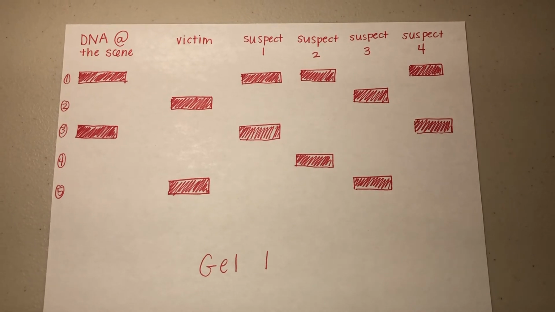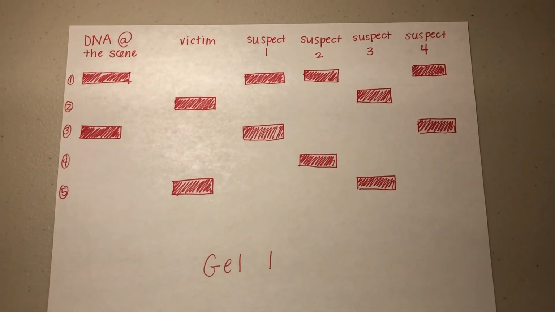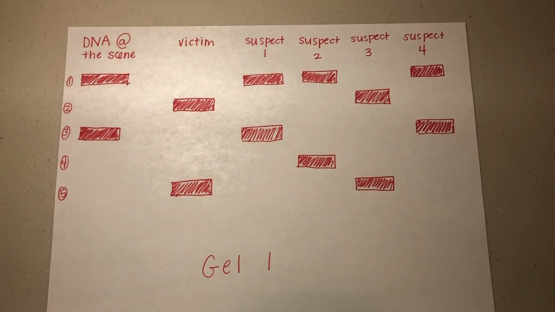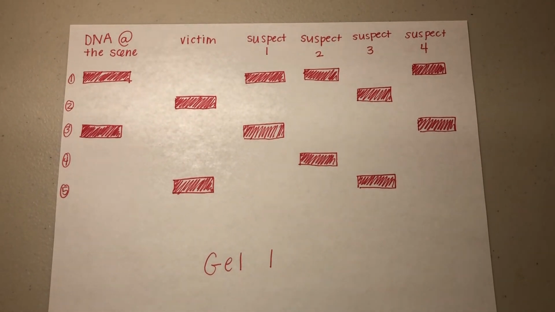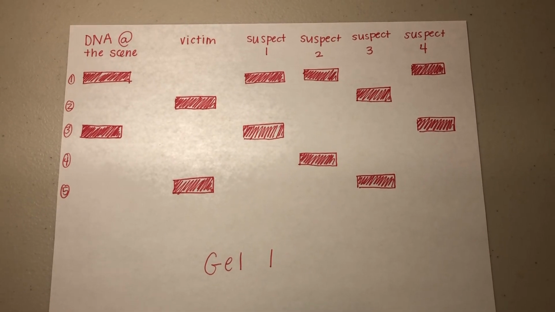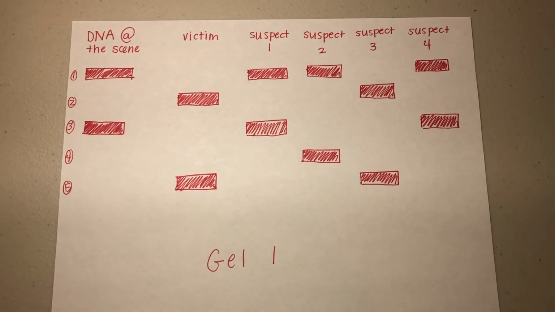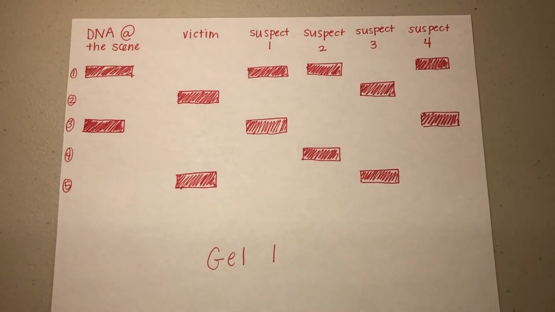We see this DNA has alleles at spot 1 and 3. The victim has alleles at spots 2 and 5, so the DNA does not belong to the victim. Suspect 1 has alleles at spots 1 and 3, but we can't make any conclusions yet, and need to see if any of the other suspects match the DNA at the scene just in case.